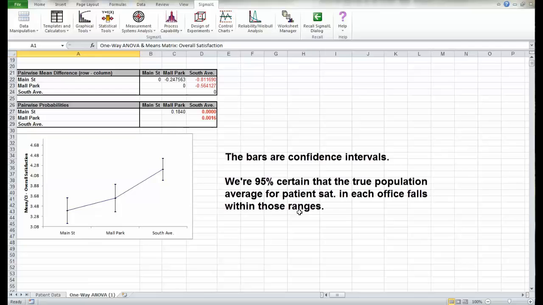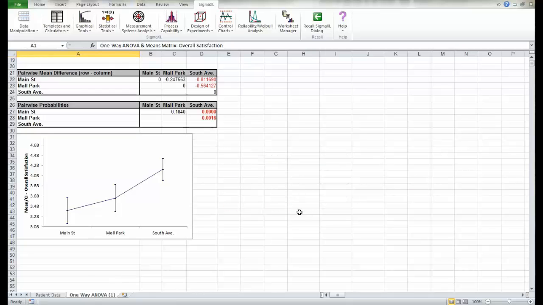One way to interpret this is to look at the amount of overlap you have between these confidence intervals. In other words, think of them as a stack of pancakes. If you could take your fork and jab it through these pancakes, they're probably not going to be different. Notice that South Avenue has no overlap whatsoever with Main Street. Therefore, graphically we're saying it's significantly different.